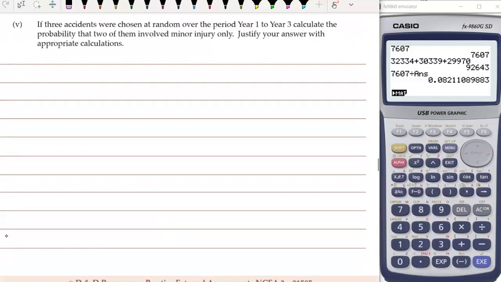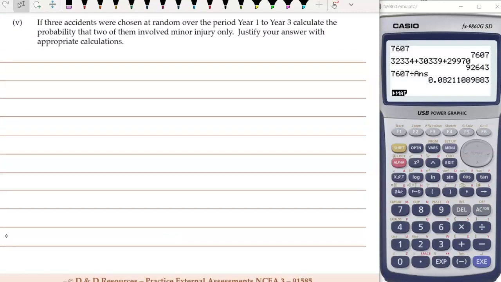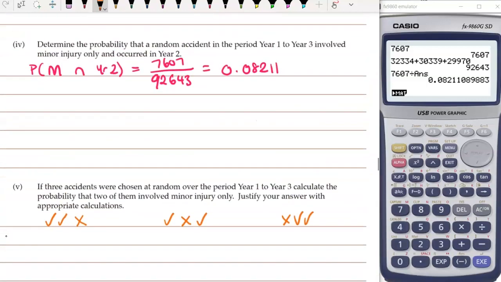Okay, moving on to the next one. 3 accidents chosen at random. Calculate the probability that 2 of them involved minor injury only. So if we're picking 3, we want 2 to fit our category. We could have the first 2 fit it, and then the last one doesn't. We could have yes, no, yes, or no, yes, yes, and we'll work out the probabilities. So involving a minor injury only.